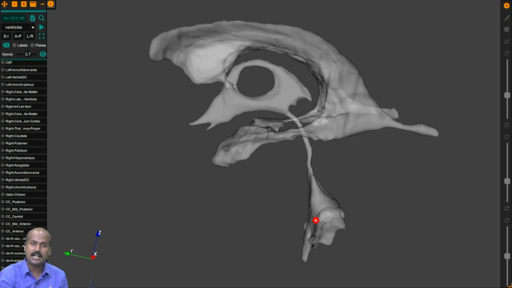Okay. So that completes the overview of the ventricular system. I hope the session was understandable, and we will learn in detail about the lateral ventricle and the third ventricle in the coming session.